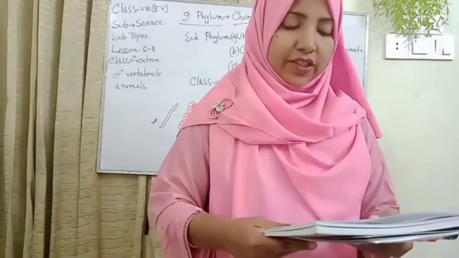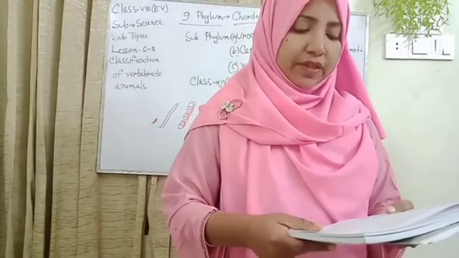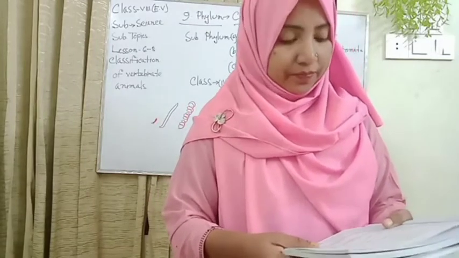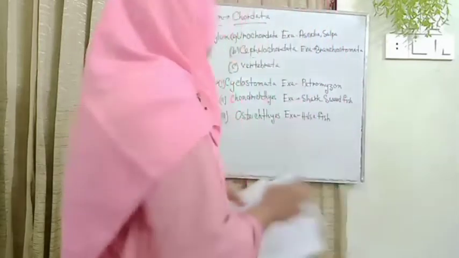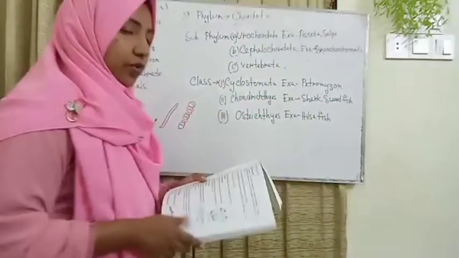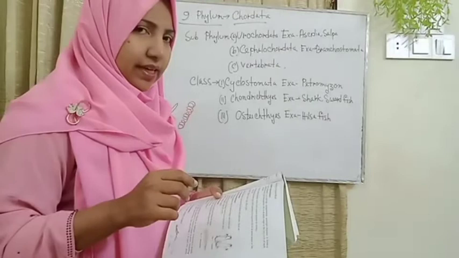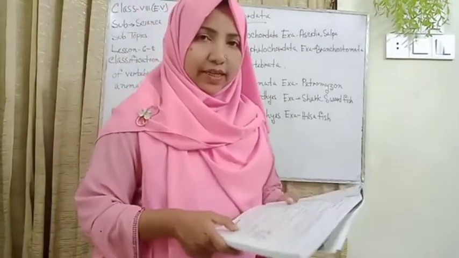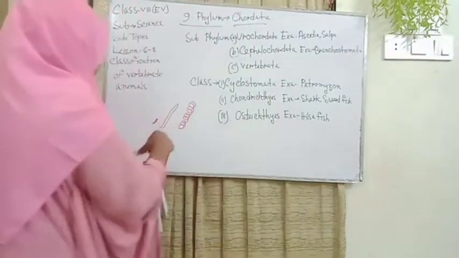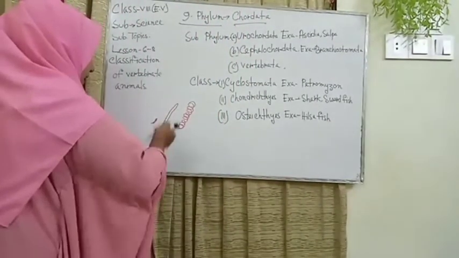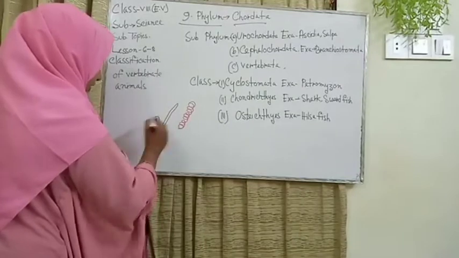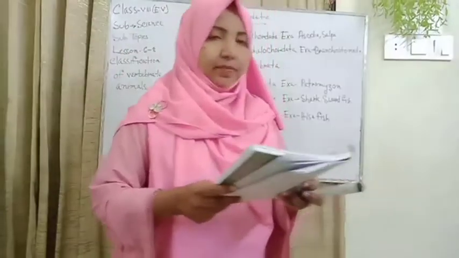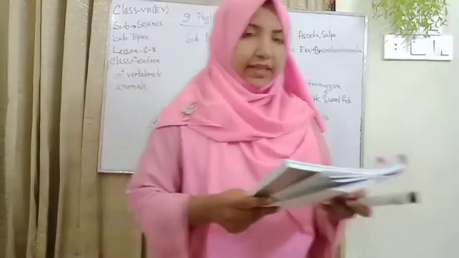First characteristic: the notochord is present only in the larval stage and restricted to the tail. I just explained this structure, the notochord, which is only present in the larval stage and restricted to the tail. Second is the example: Ascidia and Salpa.